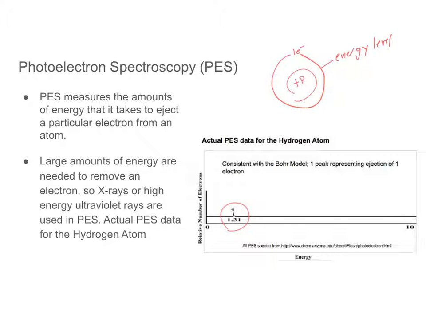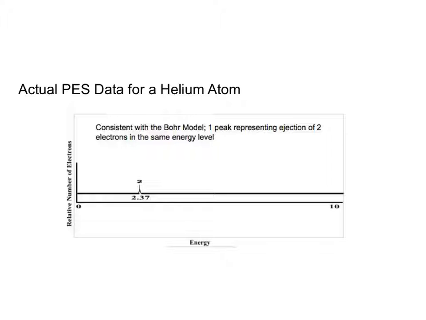So again, the way photoelectron spectroscopy data works is that we take a large amount of energy to remove an electron. We use X-rays, which have an incredible amount of energy, and what they do is excite the electrons and eject them from the atom. This particular model for hydrogen has the one electron matching up with Bohr's model, and that's why that works.